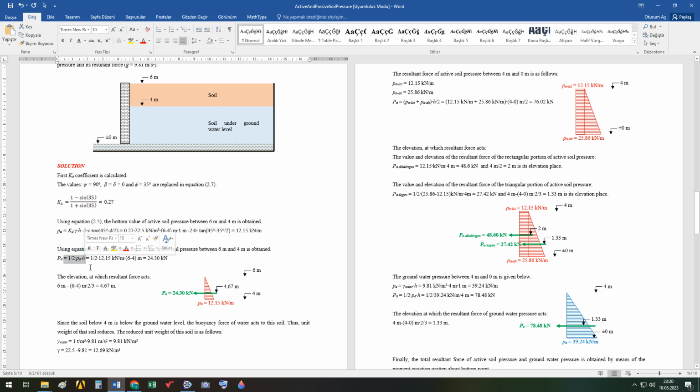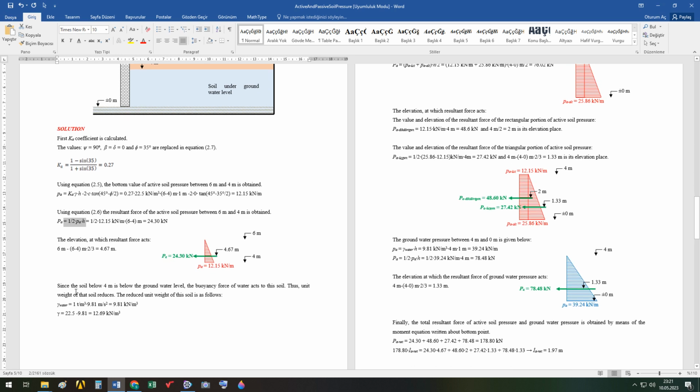So its resultant force is obtained by this formula, which is a well-known formula, the area of a triangle. We obtain its resultant value, and as you know, it acts from 1/3 of the height, which is 2 meters. So it acts at this elevation. Since the soil below 4 meters is below the groundwater level, the buoyancy force of water acts on the soil. Thus, the unit weight of that soil reduces because of the buoyancy force.